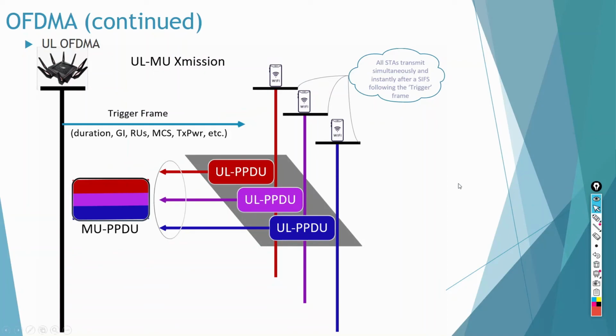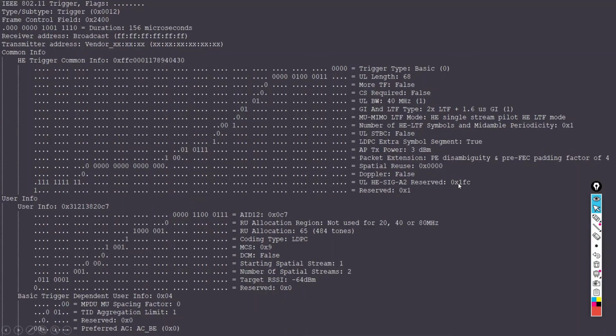Okay, now let's have a quick look at the Wireshark view of an example of a trigger frame. So a trigger frame is of type subtype 12 in hex, or you can use 18 in decimal in order to get that in the Wireshark filter. It contains mainly common information for the whole transmission as well as per user information.